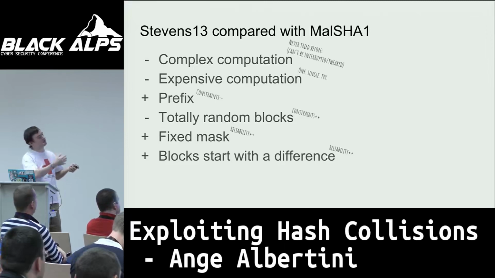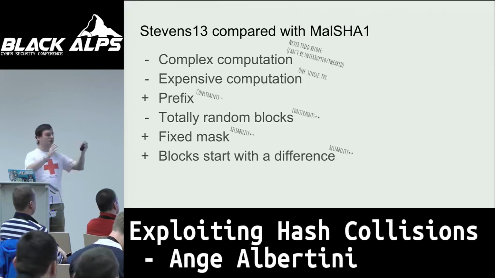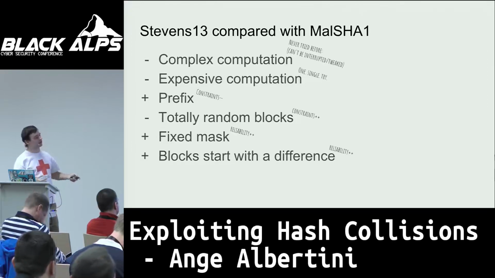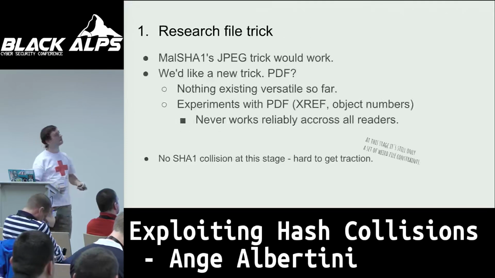Then, unlike modified SHA-1, there was a prefix. So we could put a lot of stuff. We have some control. The blocks, there was no place for brute forcing, so the blocks were totally random. The mask, unlike modified SHA-1, was always constant, so at least it was more predictable. And the block starts with the difference we can use as a trampoline to jump further.